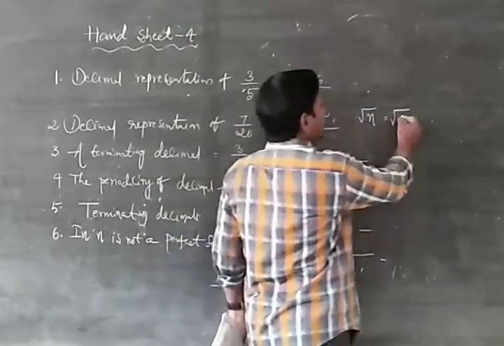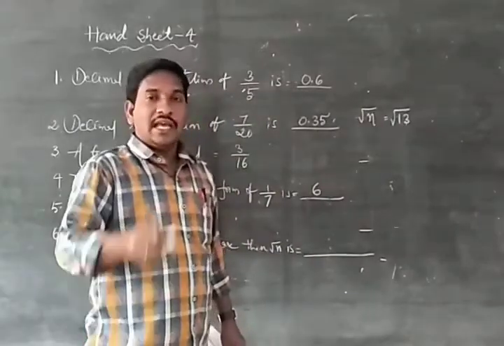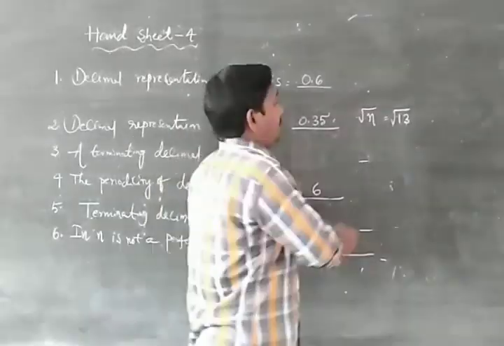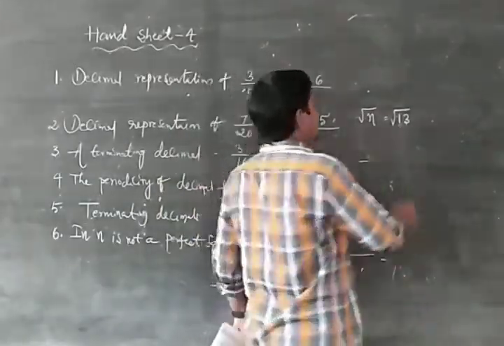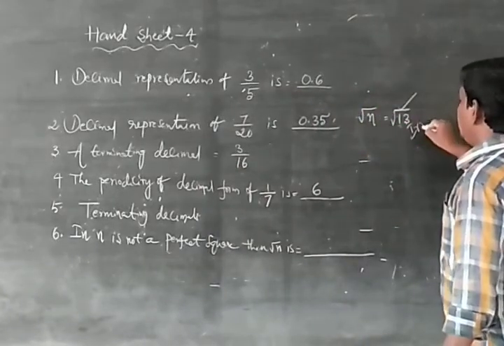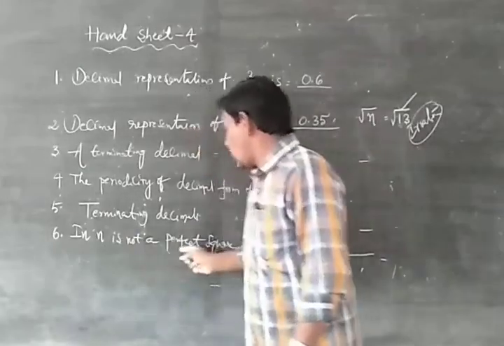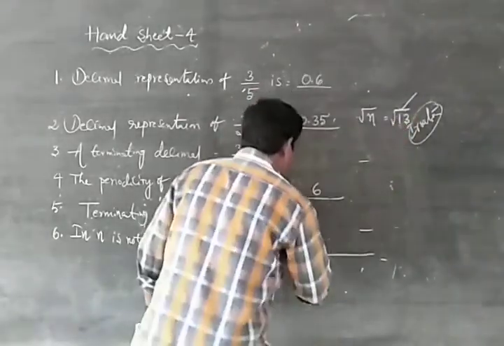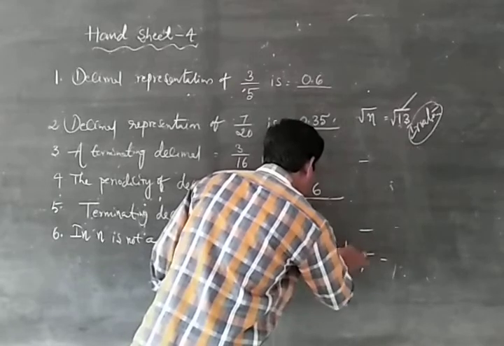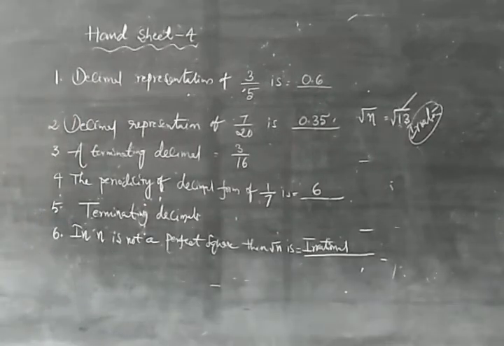For example, 13 is not a perfect square. 16 is a perfect square. 9 is a perfect square. 25 is a perfect square. But 30 is not a perfect square. Then if n is not a perfect square, then root n is irrational. Okay. So if n is not a perfect square, then root n is irrational. Right. Okay. Now.